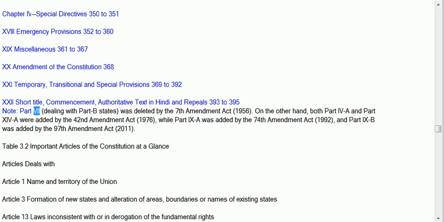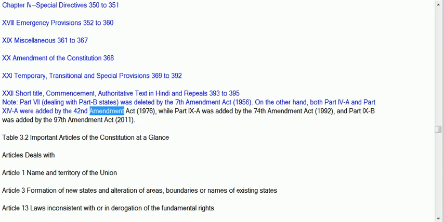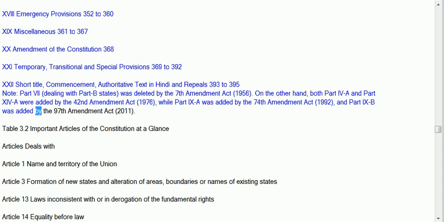Note, Part 7, dealing with Part B states, was deleted by the 7th Amendment Act, 1956. On the other hand, both Part IVA and Part XIVA were added by the 42nd Amendment Act, 1976, while Part IXA was added by the 74th Amendment Act, 1992, and Part IXB was added by the 97th Amendment Act, 2011.